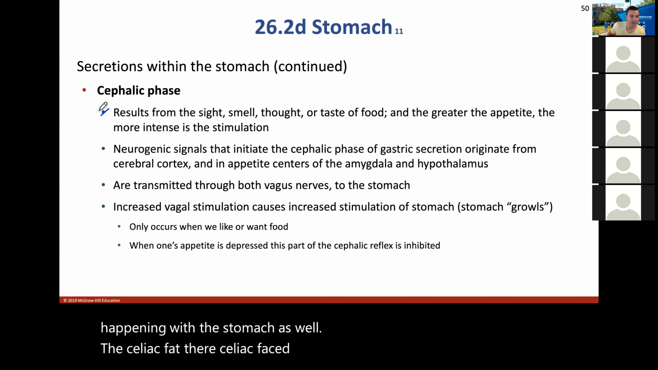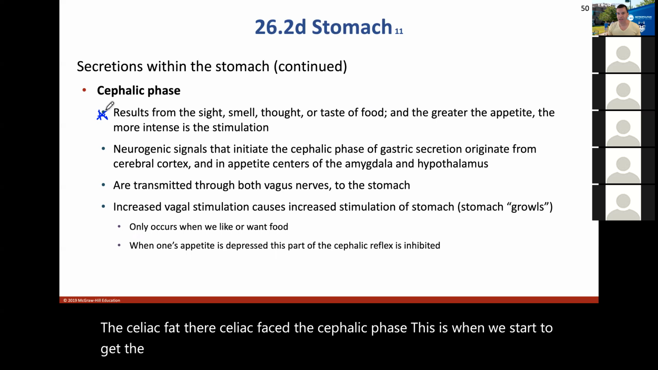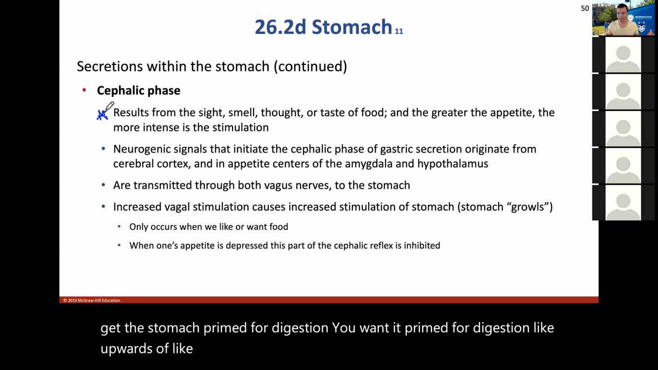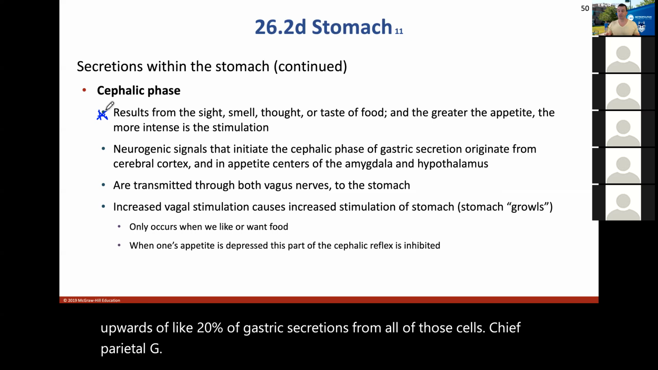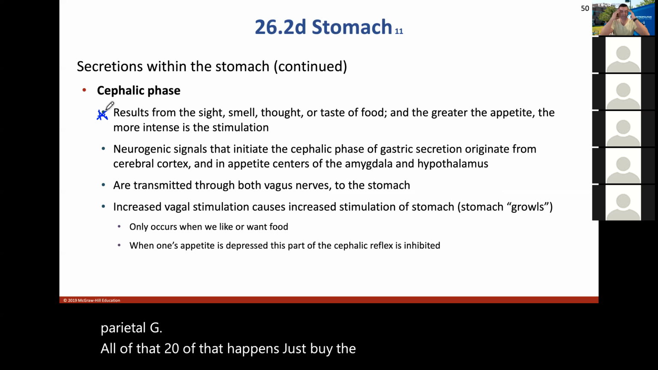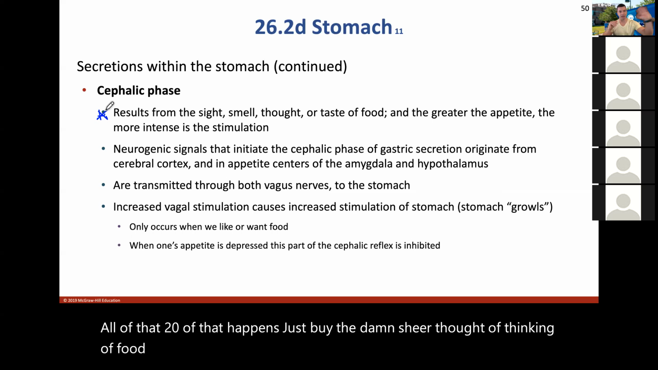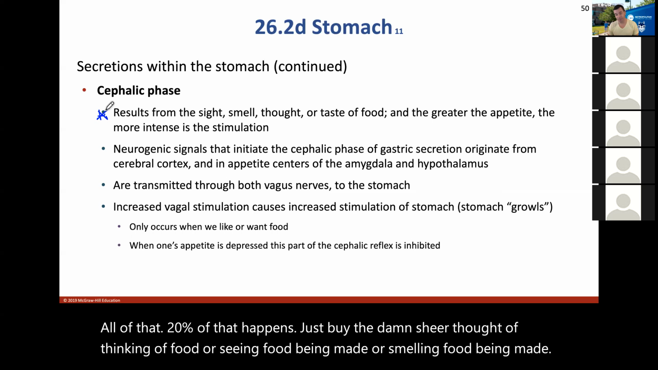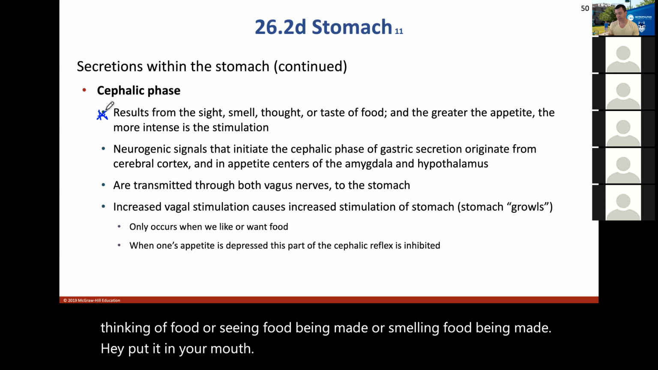The cephalic phase, this is when we start to get the stomach primed for digestion. You want it primed for digestion, like upwards of 20% of gastric secretions from all of those cells, chief, parietal, G. All of that, 20% of that happens just by the sheer thought of food, or seeing food being made, or smelling food being made. Putting it in your mouth. I want the stomach ready.